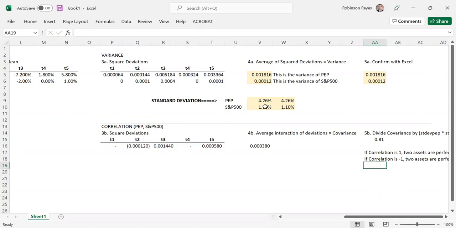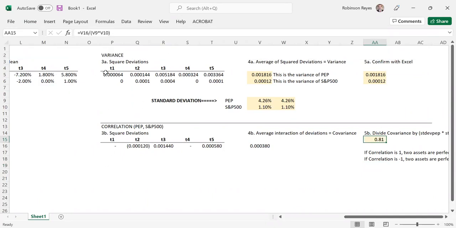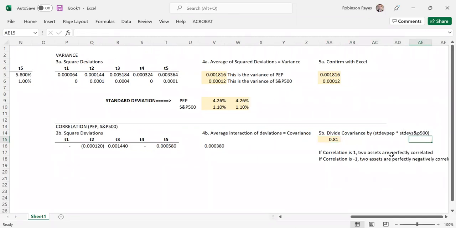Okay, and then it is easy to use our intuition to understand what happens with any value in between. For example, here we're getting a correlation of 0.81. That just implies that Pepsi and the S&P 500, the market, are highly correlated, almost perfectly correlated, perfectly positively correlated. However, let's keep in mind that this data is random, so these are not actual returns from Pepsi, and these are not actual returns from S&P 500.